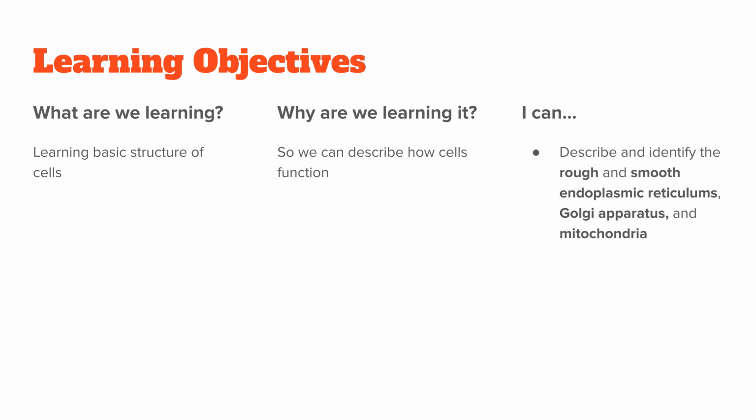We continue to talk about the basic structures within the cell so we can understand how they function. And this time we're going to take a look at the rough and smooth endoplasmic reticulums, the Golgi apparatus, and the mitochondria.